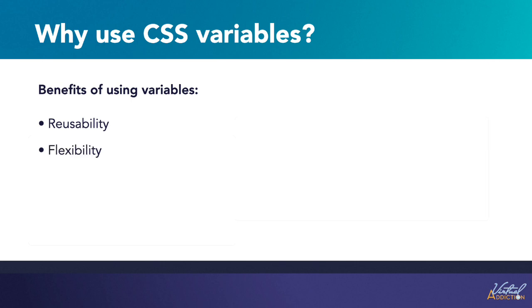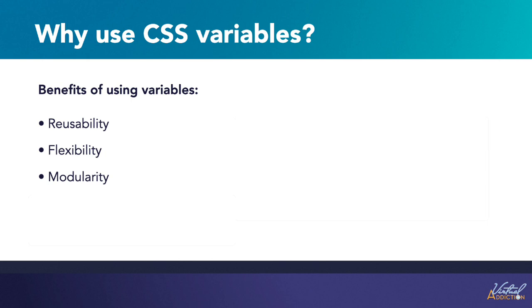CSS variables allow you to create more flexible and responsive designs. For example, you might define a variable for a maximum width, and then you might use that variable to set the width of different elements throughout the layout. By changing the value of a variable, you can quickly adapt your design to different screen sizes and devices.